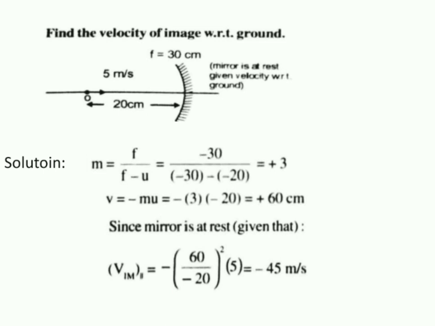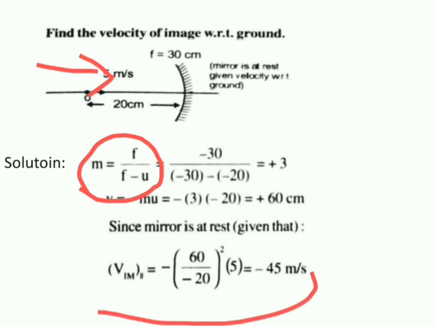Mirror is not moving. So first find out what m is. We know magnification is f by f minus u. I told you, you have to use the sign convention even while using this relation. Focal length is minus 30, u is minus 20. Put the values, you get magnification as 3. And how is the object moving? It is moving along the principal axis, parallel to the principal axis. Then what is the speed of image formula? Speed of image with respect to mirror.